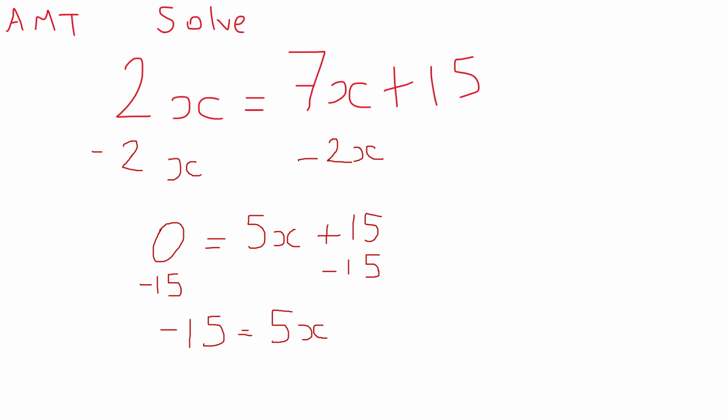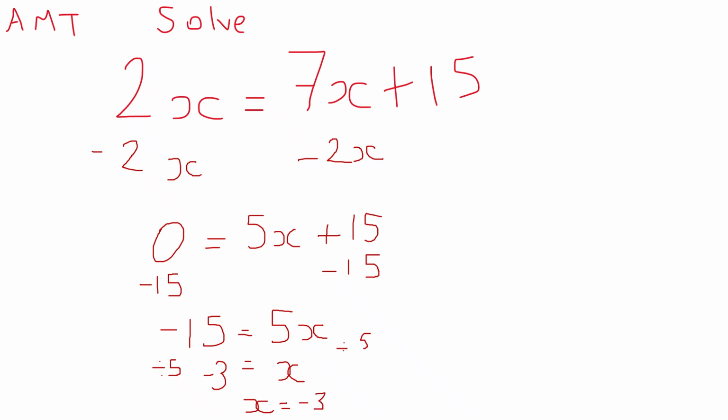Then we're going to divide both sides of my equation by 5. Minus 15 divided by 5 is minus 3, is equal to 5x divided by 5, which is just x or 1x. So we get minus 3 equals x, or better yet, write it as x equals minus 3. So that's one way.